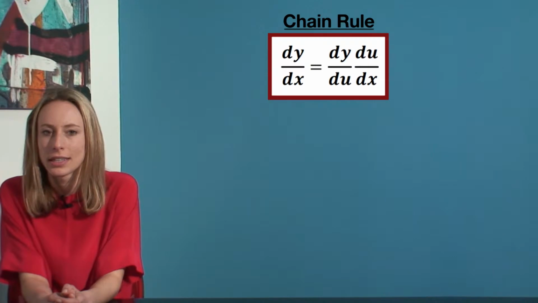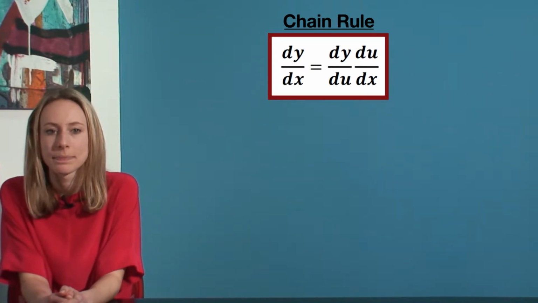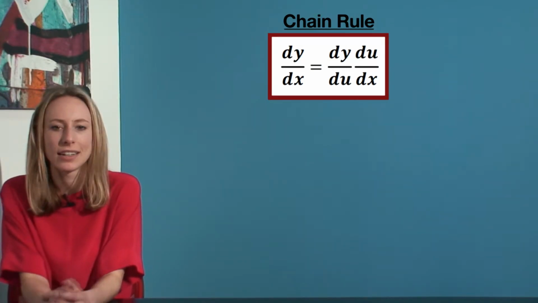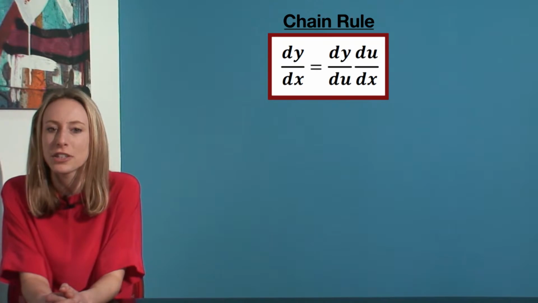The chain rule is used to help perform more complicated forms of differentiation. We use the chain rule when there is a function within a function. The formula for the chain rule is provided in the formula sheet. dy/dx equals dy/du times du/dx. At first glance, it may seem a little confusing, but the basic idea is that we separate out the function within a function and differentiate them separately.